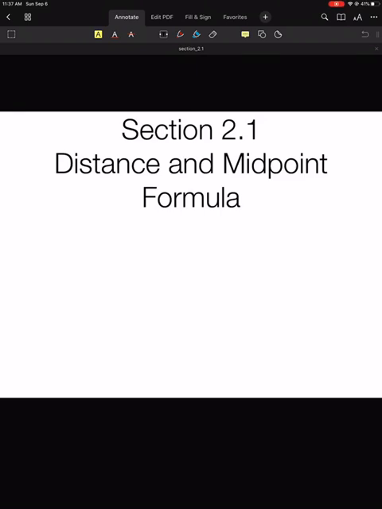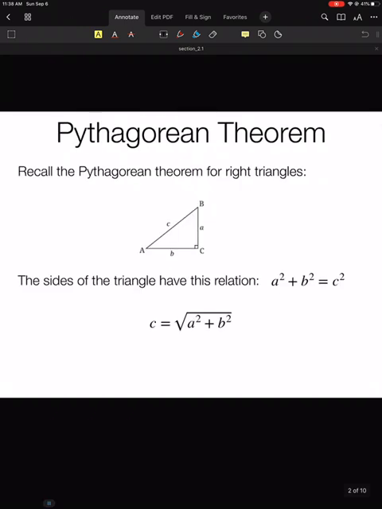Hi everyone. In this video we're going to begin to talk about section 2.1, which is distance and midpoint formulas. We're going to learn the formula for calculating the distance between 2 points and another formula for calculating the midpoint between 2 points.